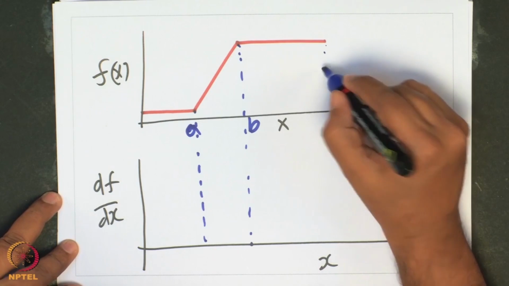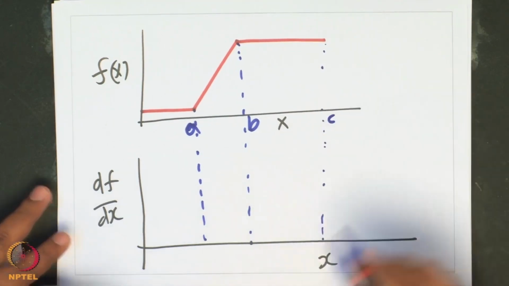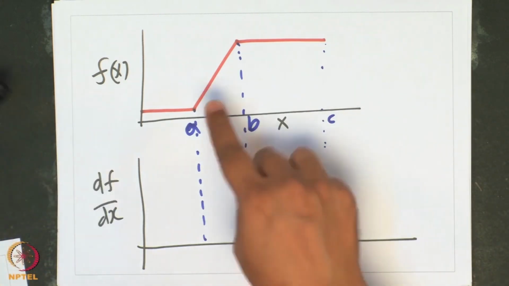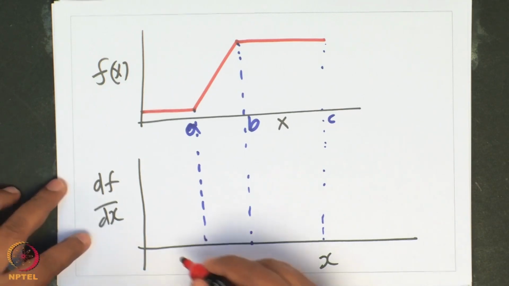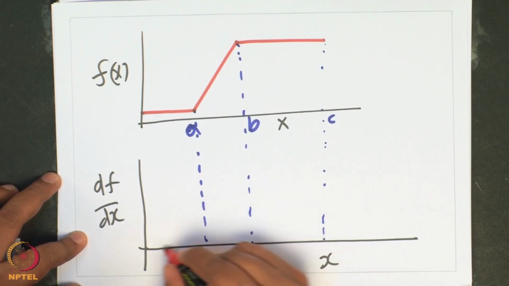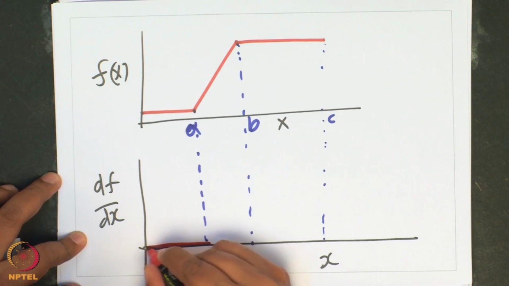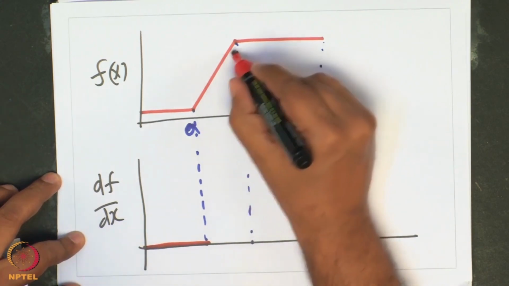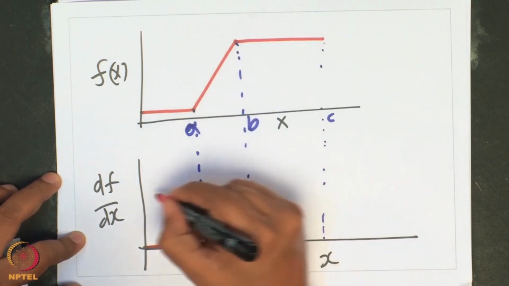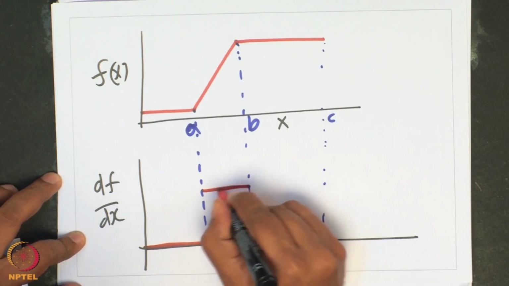So, here the function is 0 up to c, and up to this the function is 0. So, this is how the function would look. Now if we plot the derivative for this, here the derivative is 0. So, I would draw the derivative here as 0. Here there is a constant value. So, let us say that constant is some positive constant. Let me draw some positive constant.